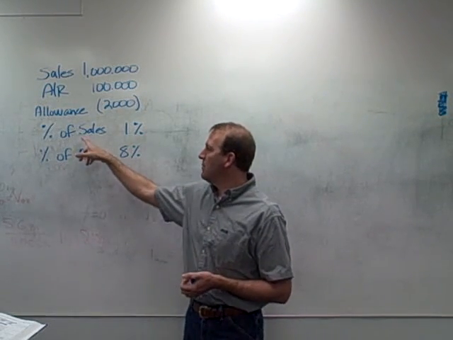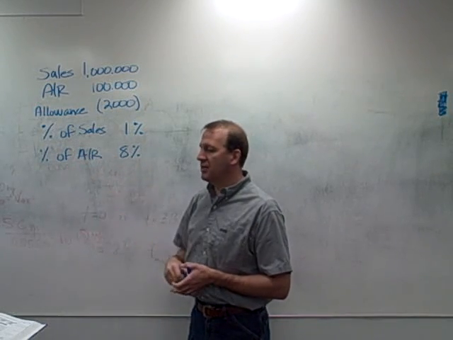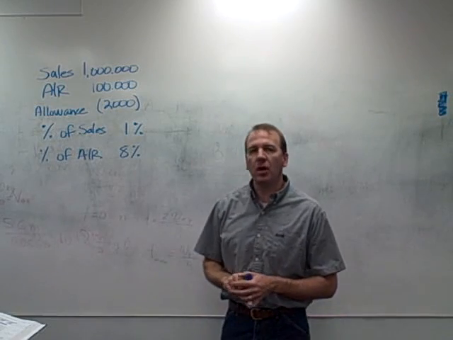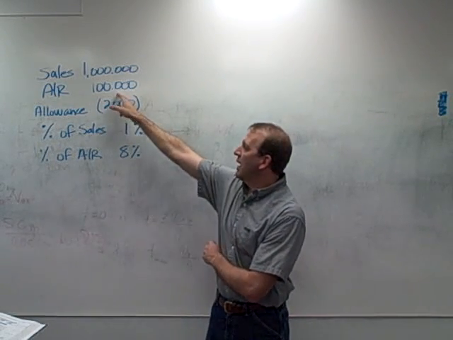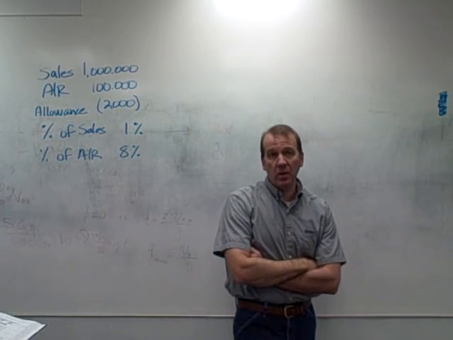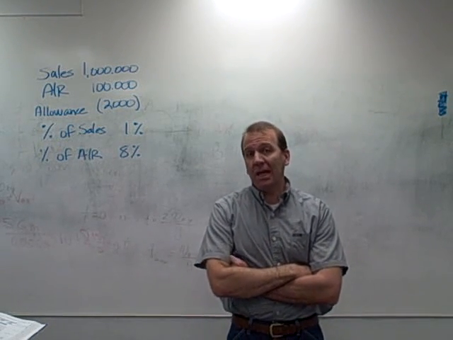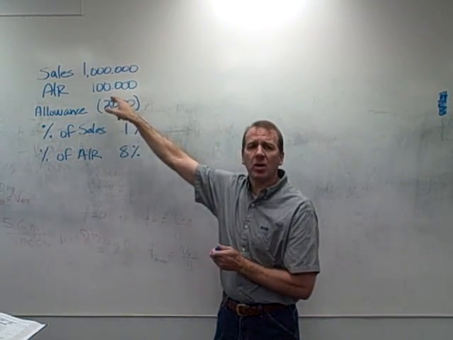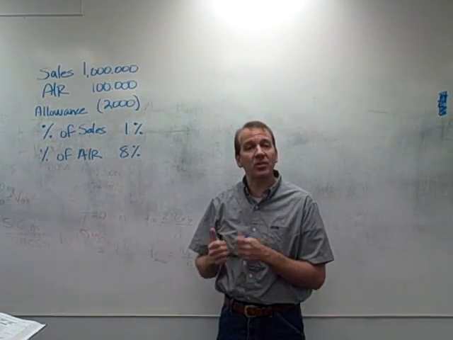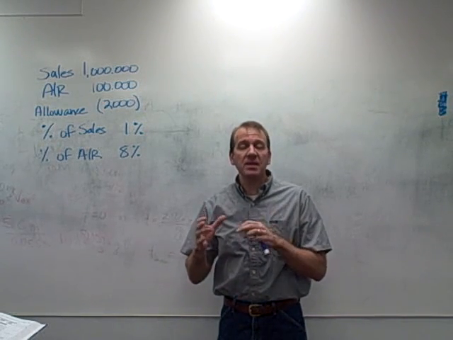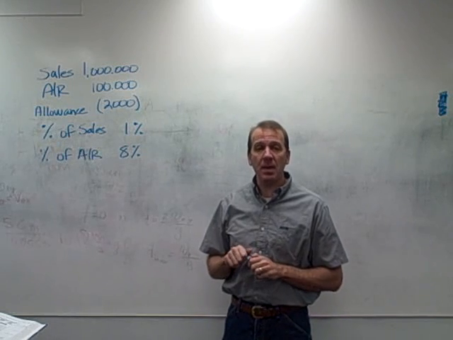And then there's two different methods, percentage of sales and percentage of accounts receivable, that we're going to be looking at. First of all, if we have a balance of 100,000 in accounts receivable, are all those people going to pay us? Well, we know from experience, especially right now in today's market, that no, not all these people are going to pay us. So we can't have this on our books as just 100,000 of accounts receivable, because it's not accurate. We have to have an allowance, something set aside for those people that aren't going to be paying us.